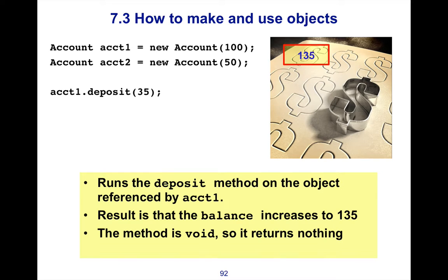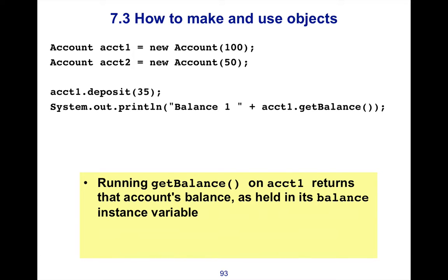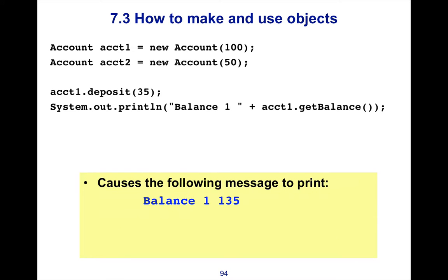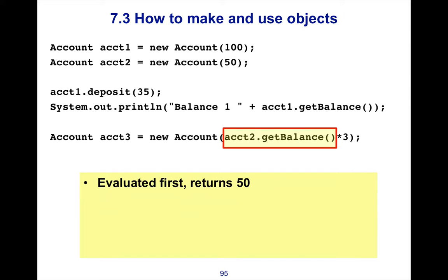Now if we want to find out the balance, we provided a method called getBalance, and it's the same syntax. We mention account1 followed by a dot, and then the method name getBalance will return the balance of that particular account. And so this print line causes the following message to be printed, balance1, 135. Now suppose we want to make a new account. Let's call it account3, and we're going to get the balance of account2 just to find out how much it has in it, and multiply that by 3.